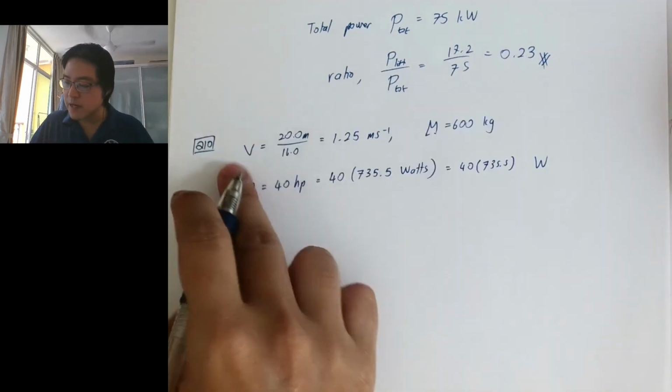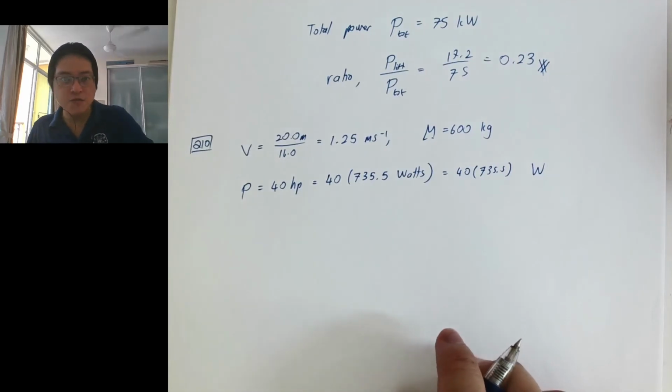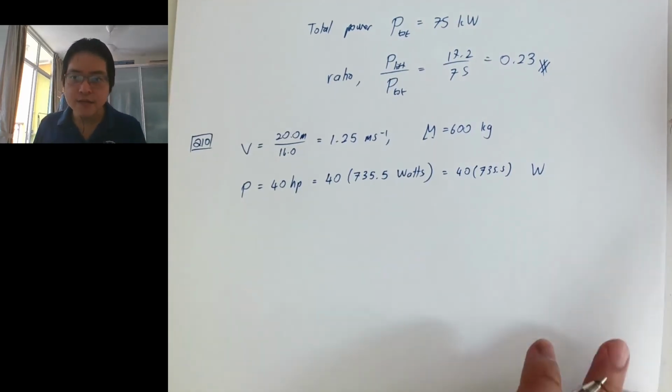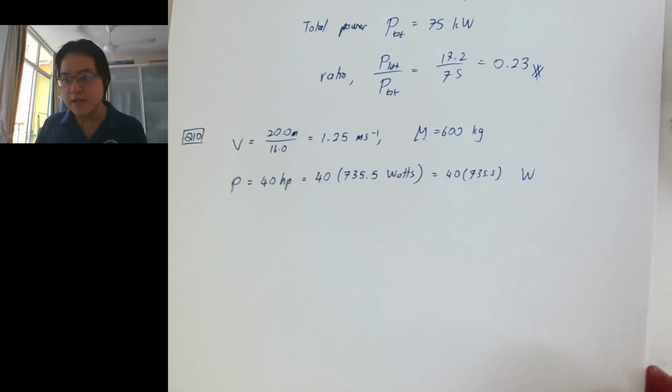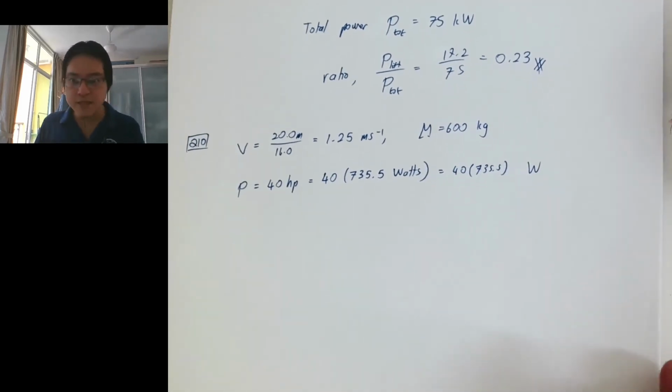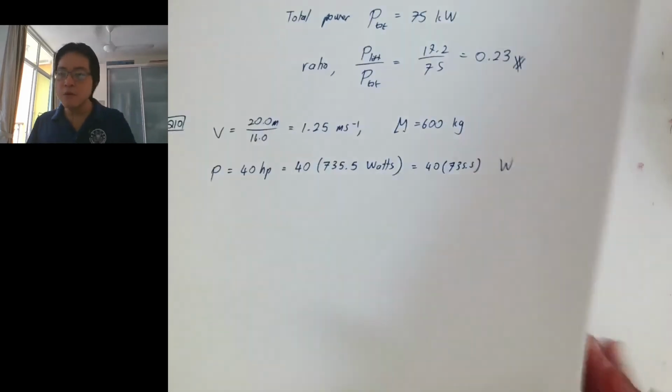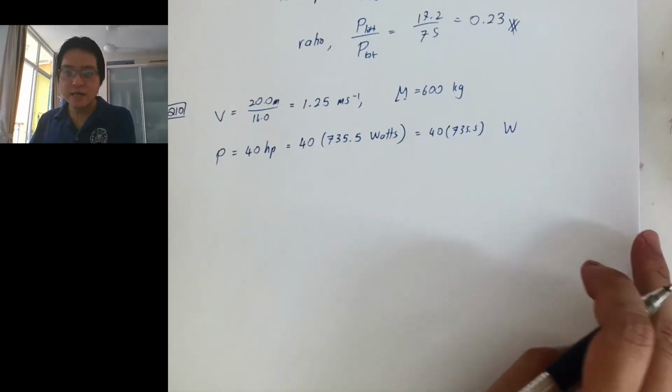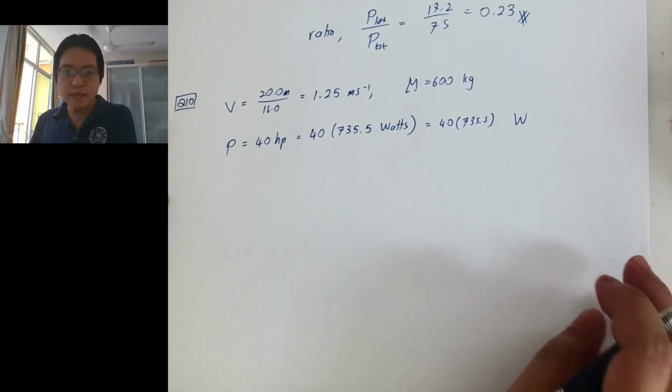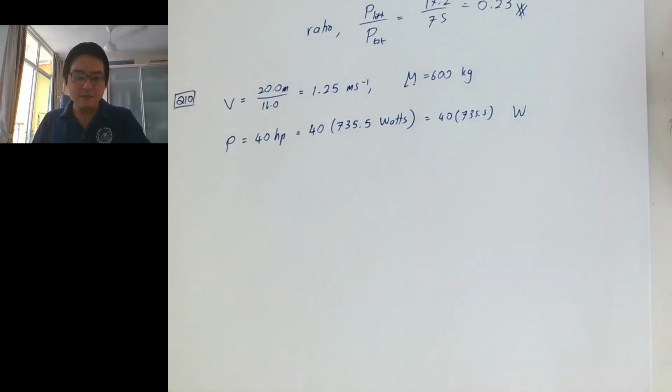So I got the power, I got the mass, I got the velocity. What are we supposed to calculate? What is the maximum number of passengers that can ride in the elevator? This is a practical situation. Using the concept of power, we can calculate the maximum number of passengers the elevator can support. We assume the average passenger has 65 kilograms of mass.